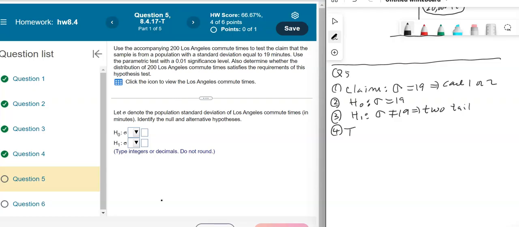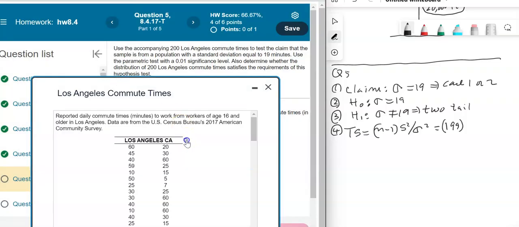So the test statistic is n minus 1 times s squared over sigma squared. Do we have that? No, we don't have it. All we have is 199, because 200 minus 1. And then what is s? Oh gosh, we have to find s from here.